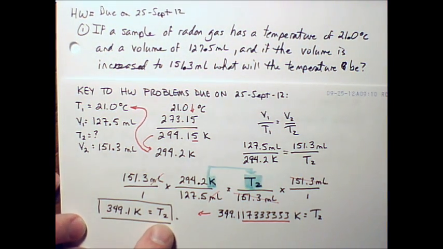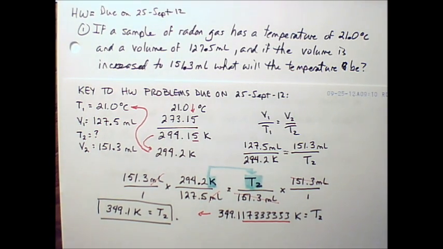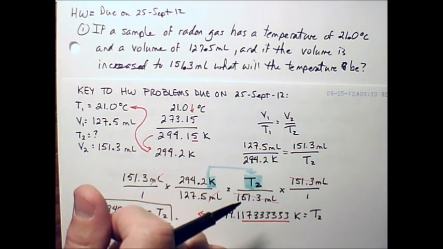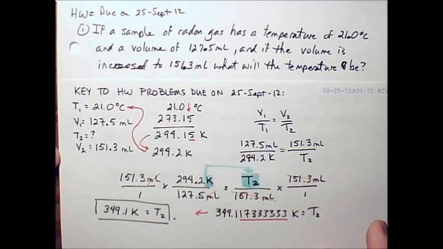349.1 Kelvin is the correct answer. All right? So when you solve these problems for me, being organized helps you to solve problems accurately. Okay? If you follow the process I'm teaching you, you're going to get the right answer 90% of the time, 99% of the time. So here's what I require, and here's how the points are going to be figured out.